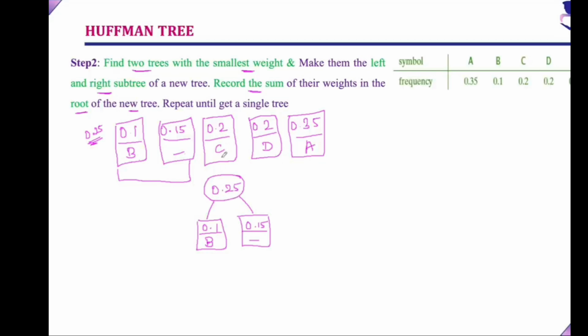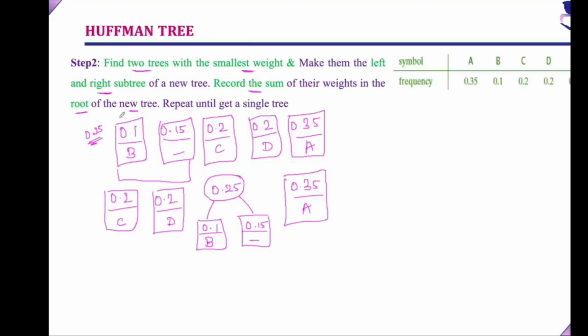So 0.2 C and 0.2 D comes first. If you are comfortable, you do the step separately and then arrange in ascending order. Here I am combining, while adding itself I am arranging in ascending order. So 0.2 C, 0.2 D, and then 0.25 with B and underscore, then 0.35 with A. So this is the new step we got. These two trees we have combined.